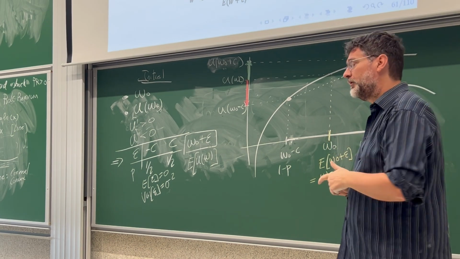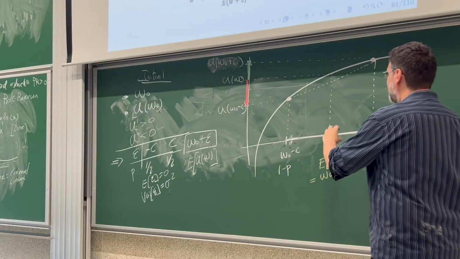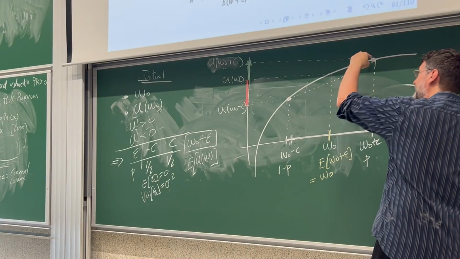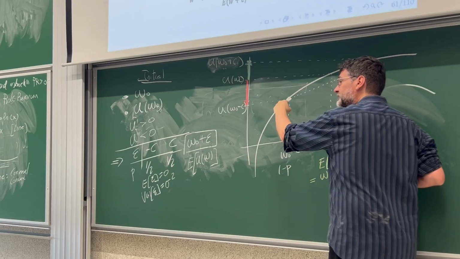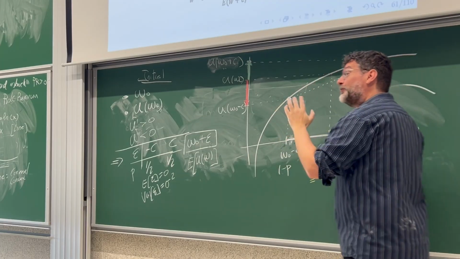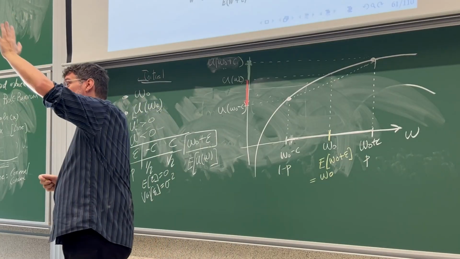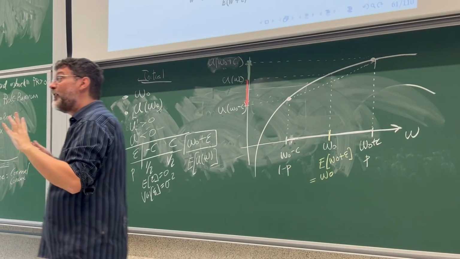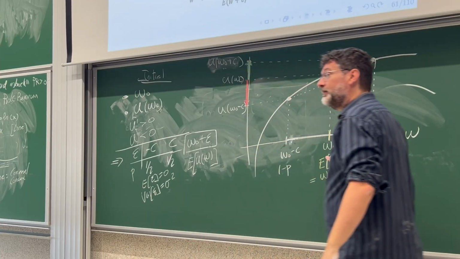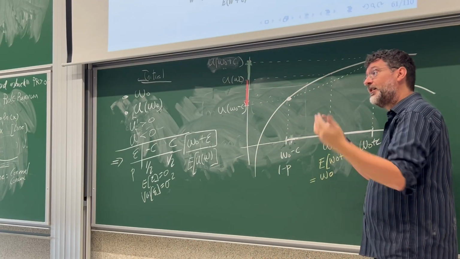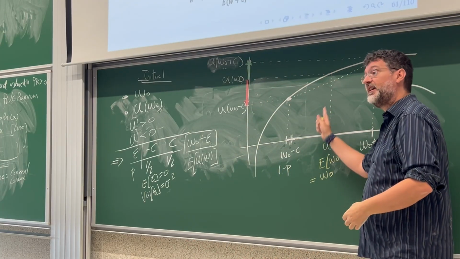Like we said before, I know that after the game, I'm going to be either here or here. But on average, if I play this game 1,000 times, sometimes up, sometimes down, on average, my wealth stays at the same level. Sometimes I win, sometimes I lose, on average, I remain at the same level.